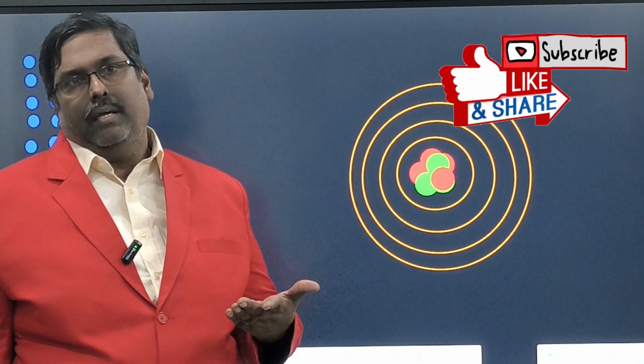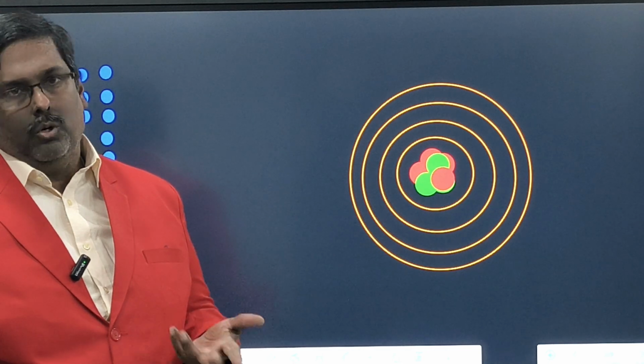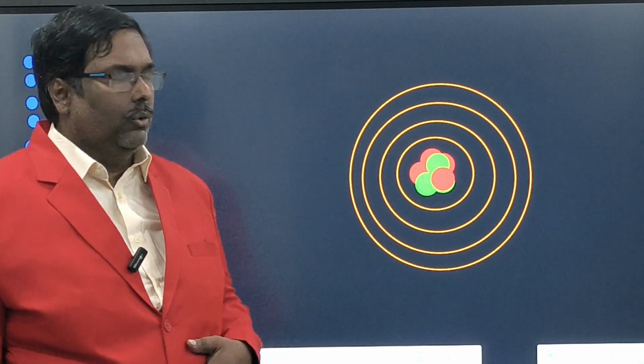That will vary with the element. For example, copper has 29 protons. Silicon, if you take it, has 14 protons. And if you take argon, it has 18 protons. So depending on the number of protons, the element varies. This is arranged in the periodic table, you know that.